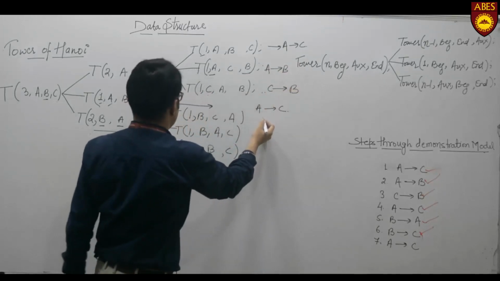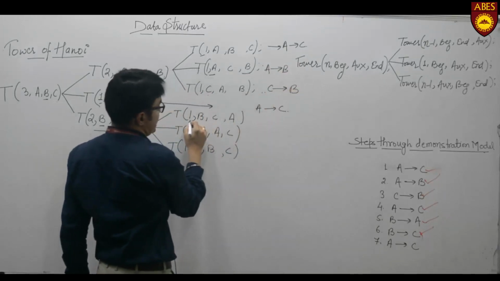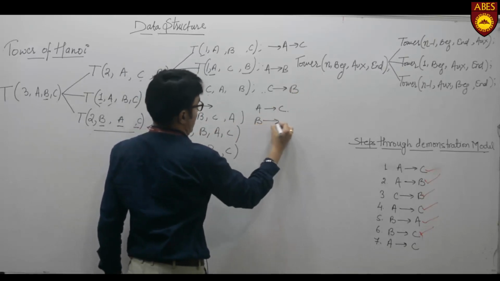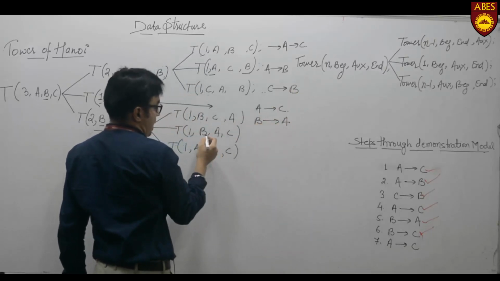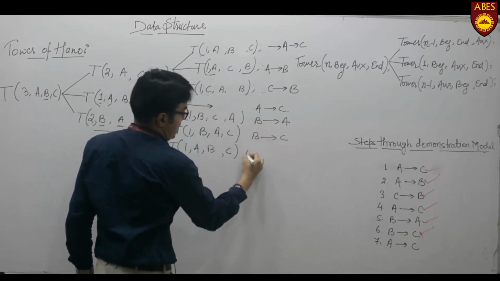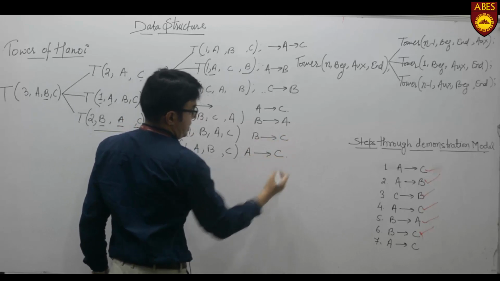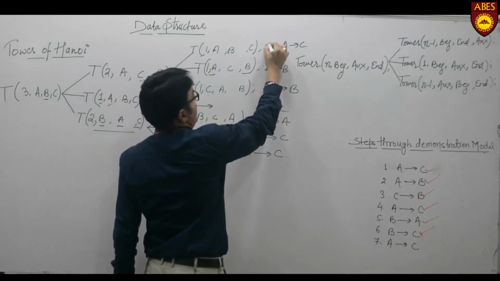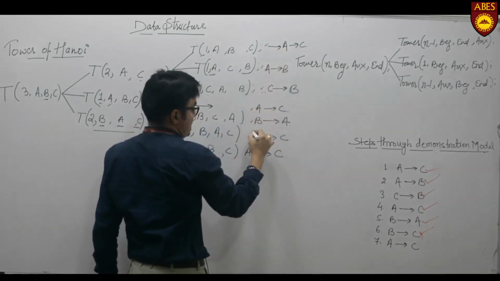We have already solved this function. For this one, only one disk is there, from B to A, B to C, and from A to C. These are 7 steps: step 1, 2, 3, 4, 5, 6, 7.